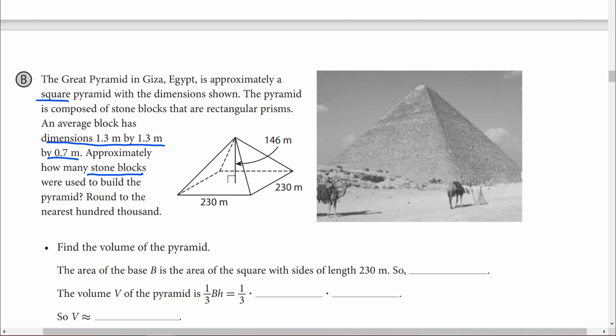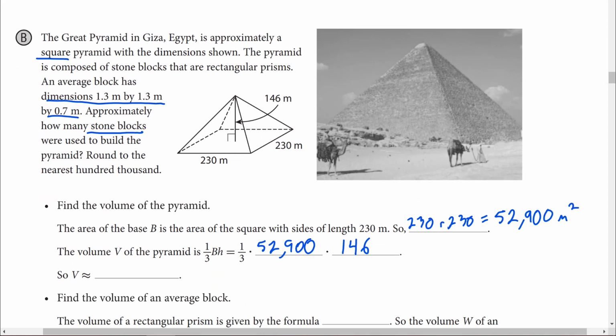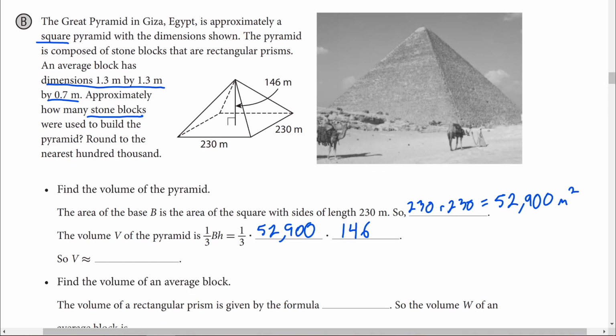So again, we want to find the area of the base. We're looking at 230 times 230, which comes out to the obnoxious number of 52,900 square meters. Plug that into our volume formula, area of the base times the height, which the diagram gives us as 146 meters. And we get a final volume of about, it says round to the nearest 100,000.